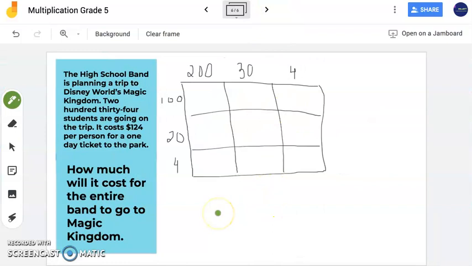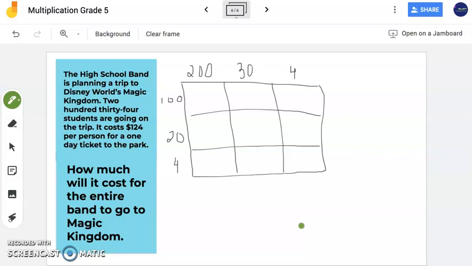In this problem here, it says the high school band is planning a trip to Disney World's Magic Kingdom. 234 students are going on the trip. It costs $124 per person for a one-day ticket to the park. How much will it cost for the entire band to go to Magic Kingdom? So if it costs $124 per person, but we know that 234 students are going, our goal is to determine how much will it cost for the entire band to go to Magic Kingdom. Therefore, we are using multiplication.